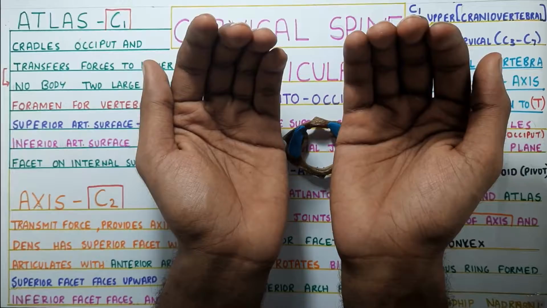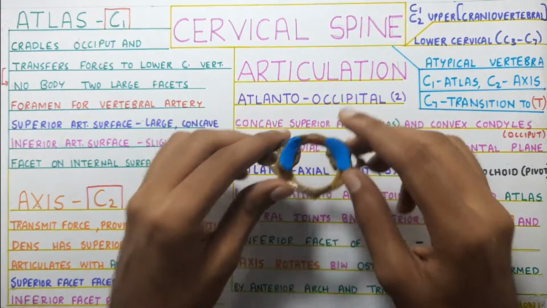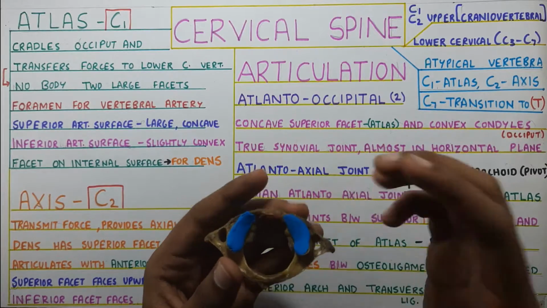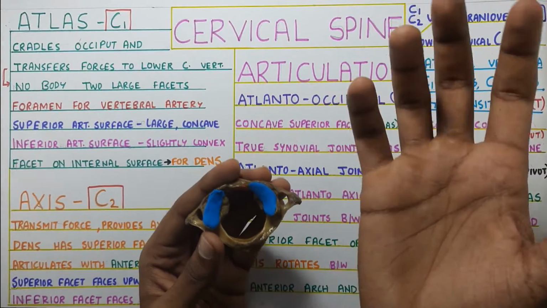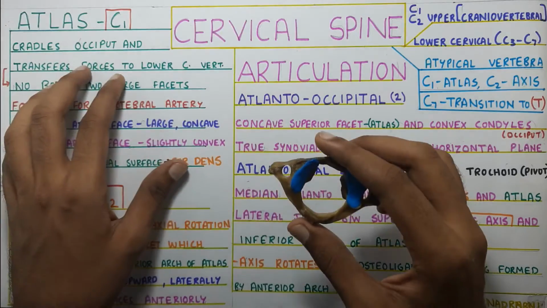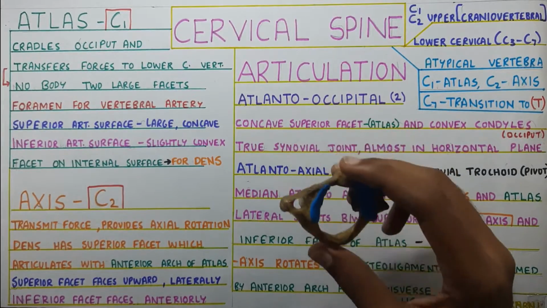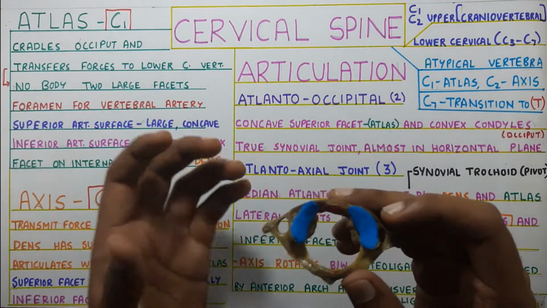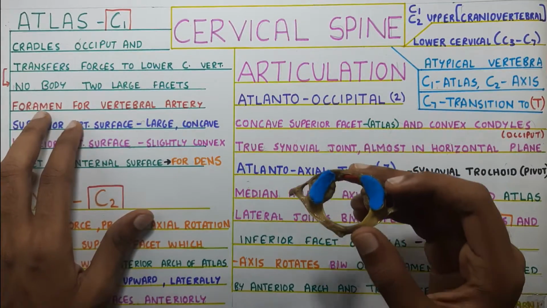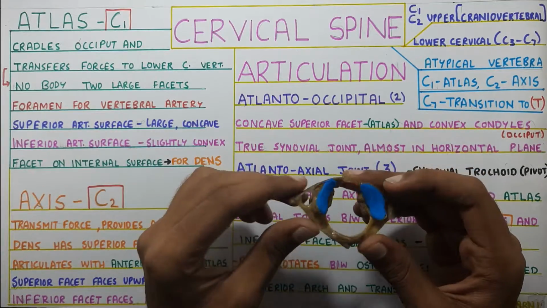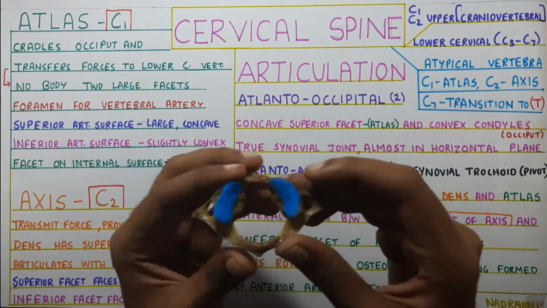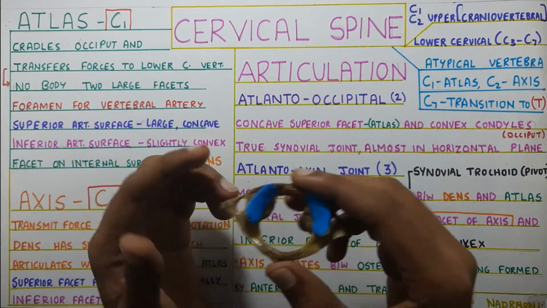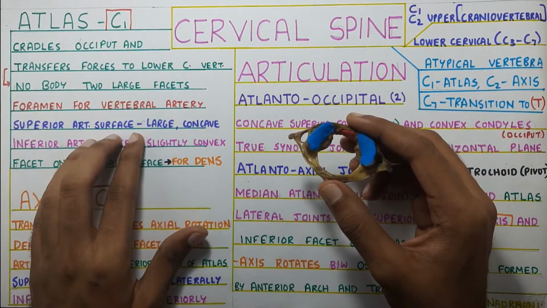Now the occiput will be on top like this, articulating with the superior facets, these big superior facets of the atlas, right? So it nicely cradles the occiput and also transfers the forces to the lower cervical vertebra, which is why it has no body, and there are just two large facets to transfer the forces. It also has a foramen for the vertebral artery. As I said, there are the foramens over here at the transverse process, through which the vertebral artery passes.